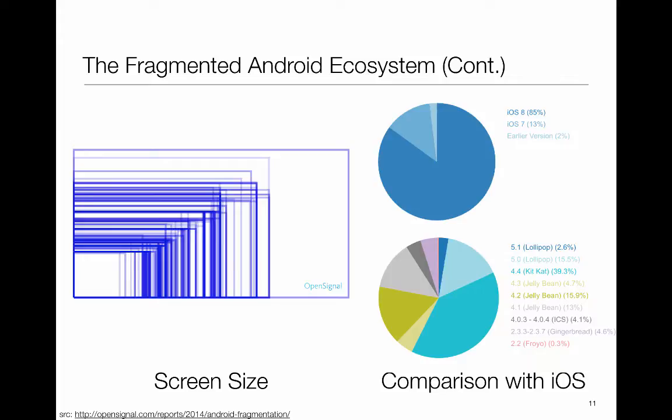On the right here, I'm also comparing the market share of different operating system versions between iOS and Android. In August 2015, for iOS you can see pretty much there are only two candidates, iOS 8 and iOS 7, but for Android, you can see there are all these different versions available. So this is really a big problem of fragmentation compared to iOS.